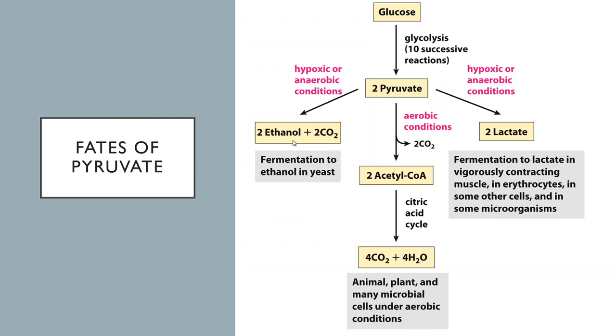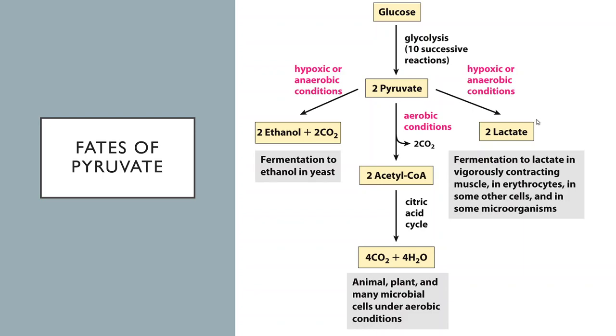And then if you do that in liquid form, it will form beer or wine or whatever beverage you're trying to make. Now, in animals, in hypoxic, meaning low oxygen conditions, or anaerobic, which means completely in the absence of oxygen, pyruvate can be broken down into lactate or lactic acid. And this is actually the case in your body.